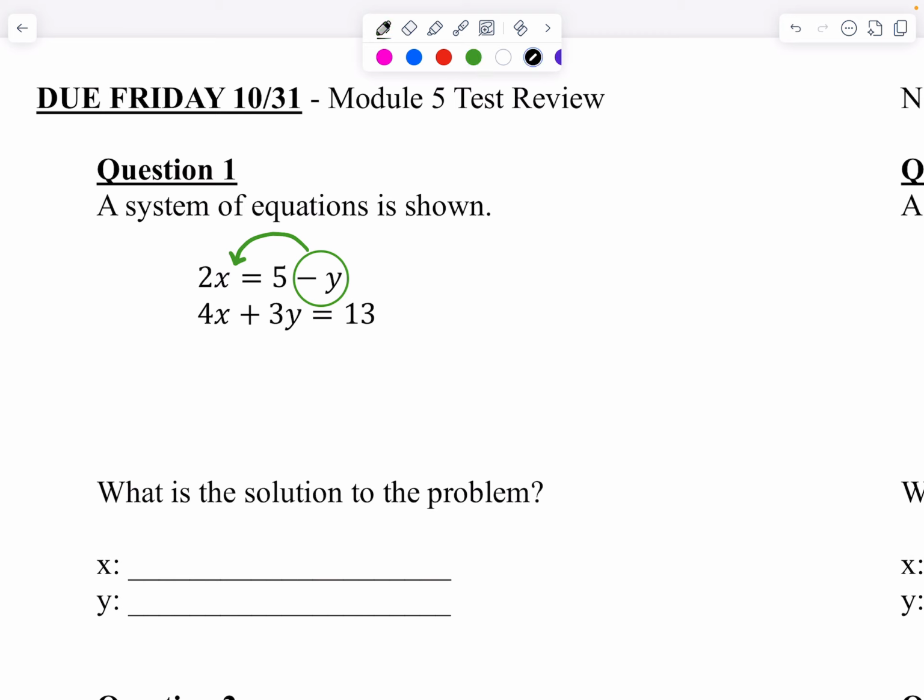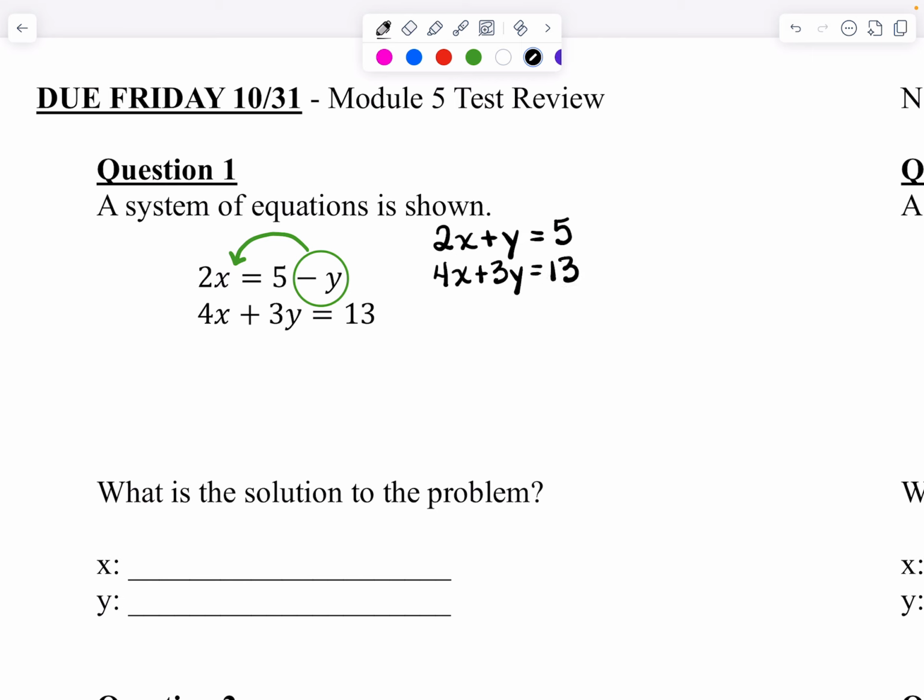Now go ahead and rewrite this. Every chance that it asks you to rewrite something, just rewrite it. It takes a few seconds to write that down and less chances of making a mistake. So writing that in standard form, the second equation, or the B equation, is already in standard form. So I have 4x plus 3y equals 13.